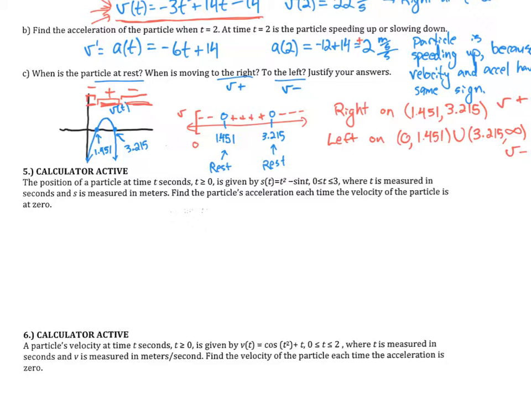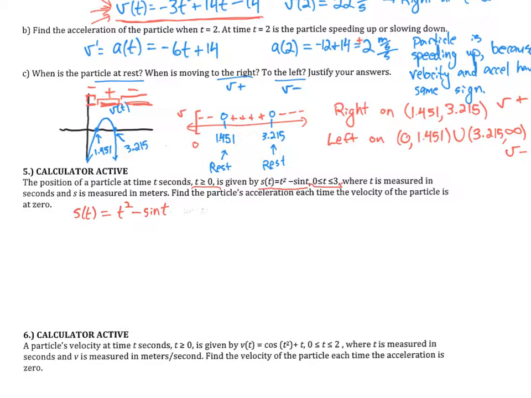So what we're given is the position of a particle at any time t seconds, again, with t greater than 0, and we're given this function right there. I'm going to write it down slightly bigger in the space given. So the position s of t equals t squared minus sine of t. And then it gives us a specific interval of time from 0 to 3. And t is measured in seconds and s is measured in meters.